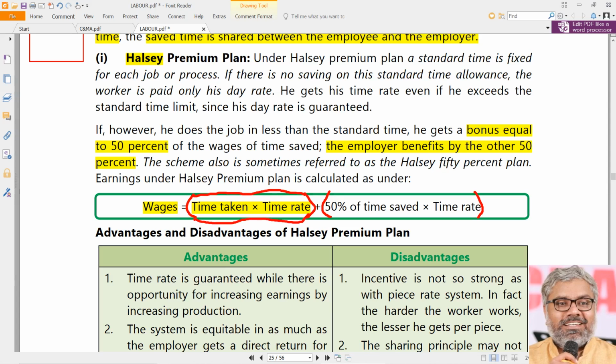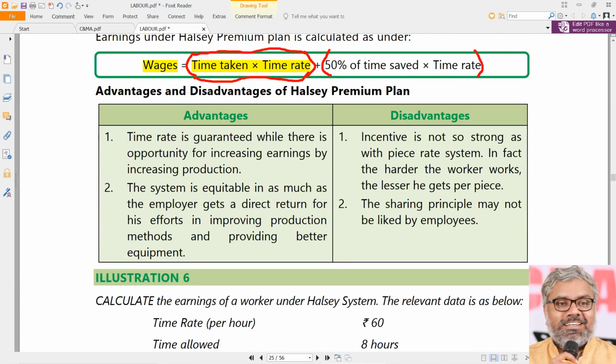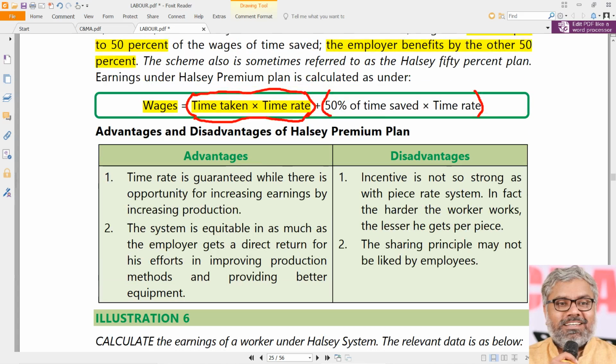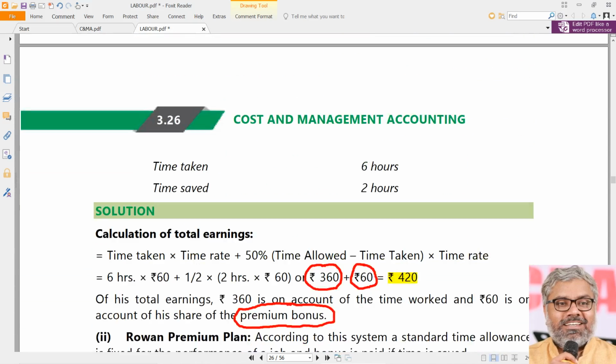Halsey, what did he say? 50% of time saved into time rate, he said. Understand and remember this formula very carefully. You cannot use whatever comes into mind. 50% of what? Time saved multiplied with time rate. That is bonus under Halsey plan.